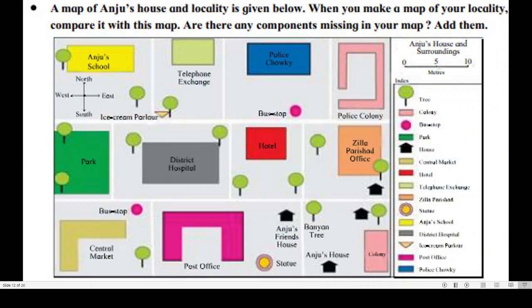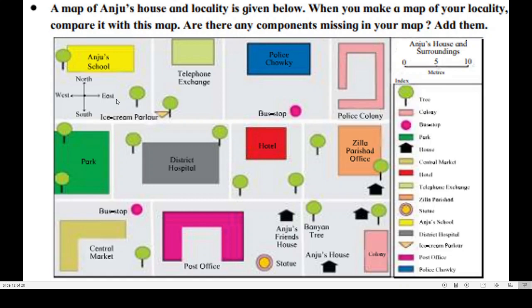See dear children, this is not a sketch. This is a map. Map of Anju's locality. Why is this called a map? Yes, just now we went through that a map needs 4 compulsory things. That is first one, directions. Second, title. Third, scale. And fourth, index. If all these 4 things are there, then it is called a map. Right? Okay, we will check.